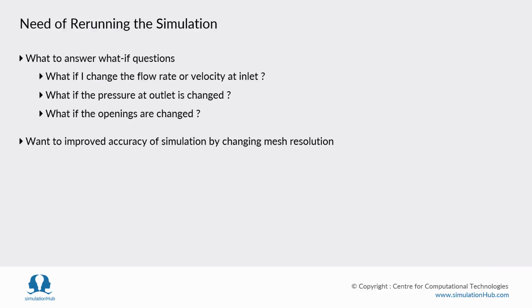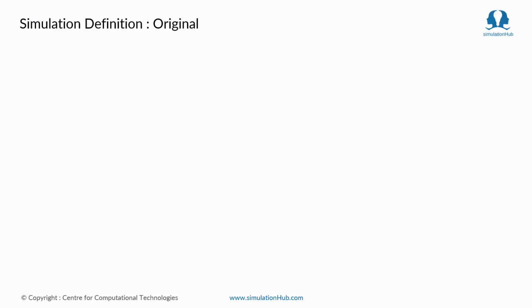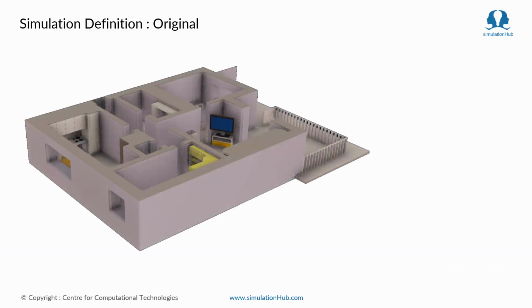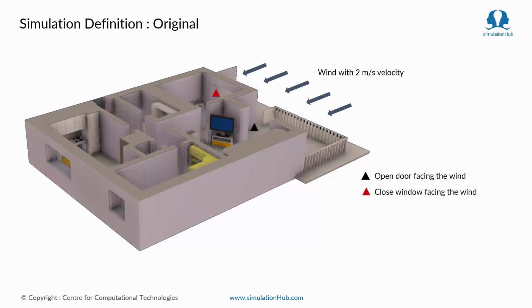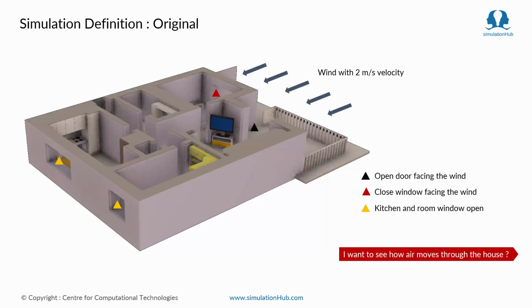Now let me use an example which we have seen before. Everybody is aware of this example. In this case, what I want to know is the flow circulation inside a house. Wind is flowing with 2 meters per second velocity. And in this particular setup, the door was open, this window was closed, and the kitchen and room windows were open. And the objective of that simulation was to see how air moves through the house.